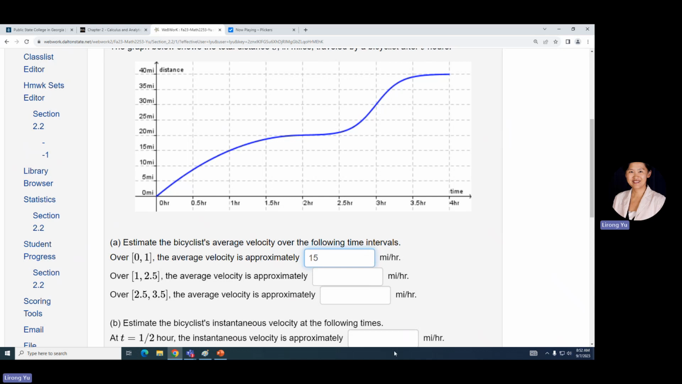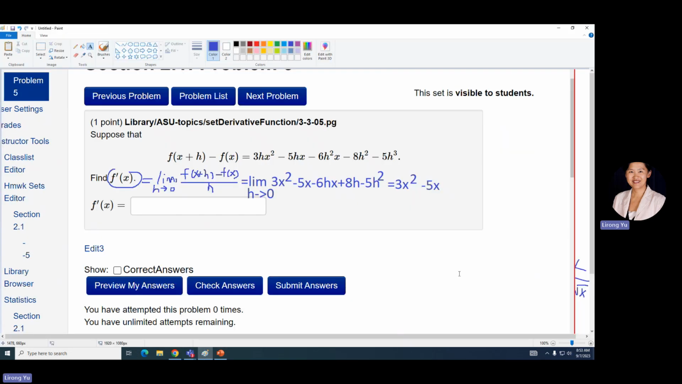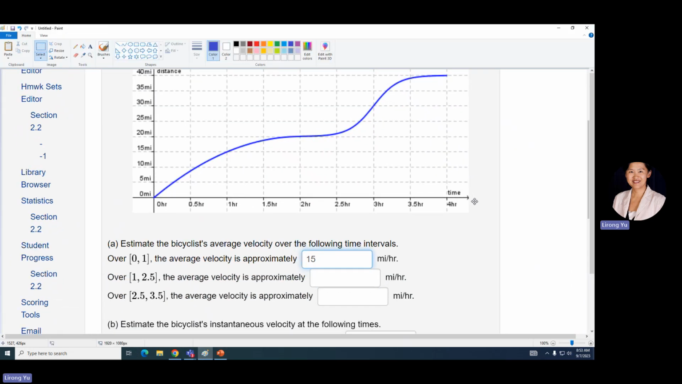But the second question I want to look at is estimating the instantaneous velocity. So from 1.5, 1 is right here, and 2.5 is here.